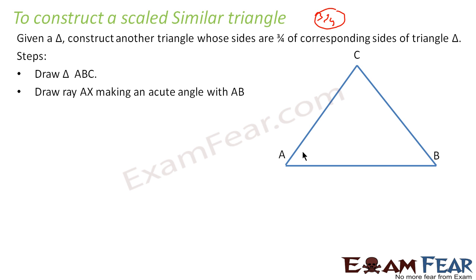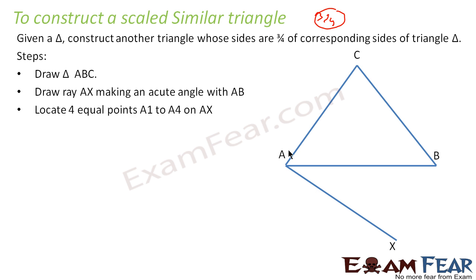So it says draw ray AX making an acute angle with AB, similar to what we have done in the case of the line. First, this is the line we have drawn, and this is ray AX. So let's draw ray AX. Correct. Now locate 4 equal points from A1 to A4 on AX. So let's draw 4 equal points.